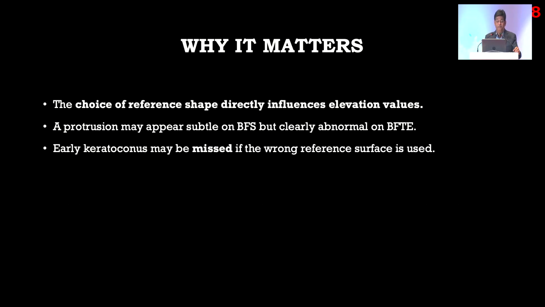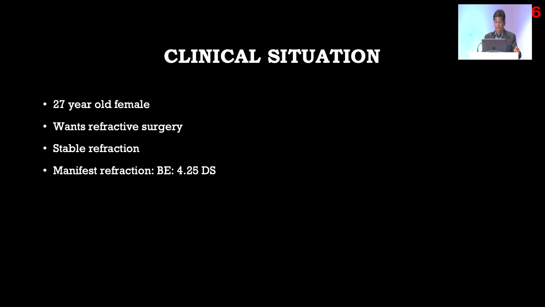So why it matters is that the choice of the reference shape directly influences the elevation values, and the protrusion may appear subtle on the best fit sphere, but clearly on the best fit toric ellipsoid. And this is especially useful for early keratoconus.